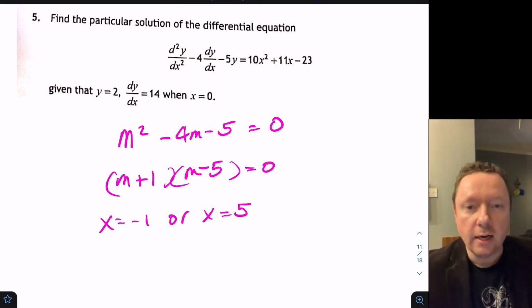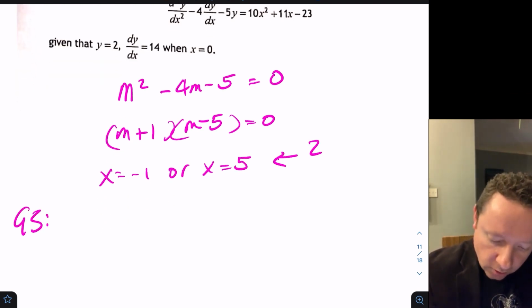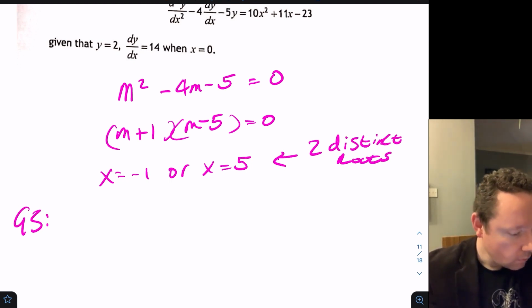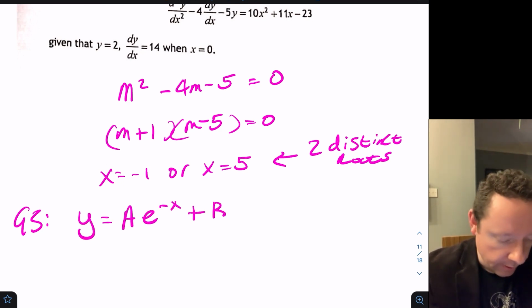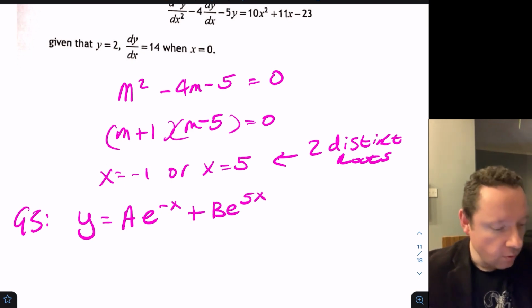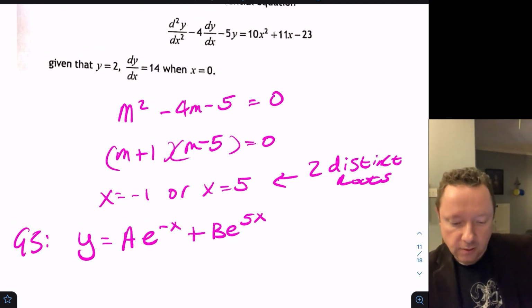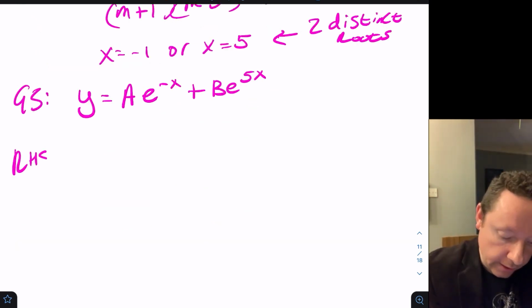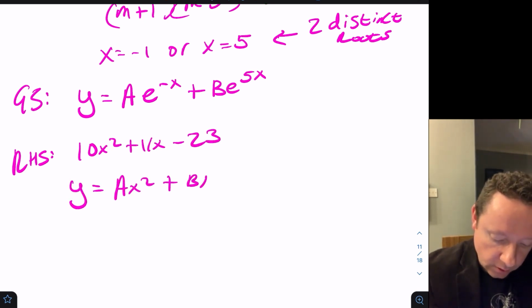So for our general solution, we know it's going to be in the form of, well, this is two distinct roots. So you're going to have y equals a e to the minus x plus b e to the 5x. Now let's work on our right hand side. We have got 10x squared plus 11x minus 23, so the form is going to be y equals ax squared plus bx plus c.